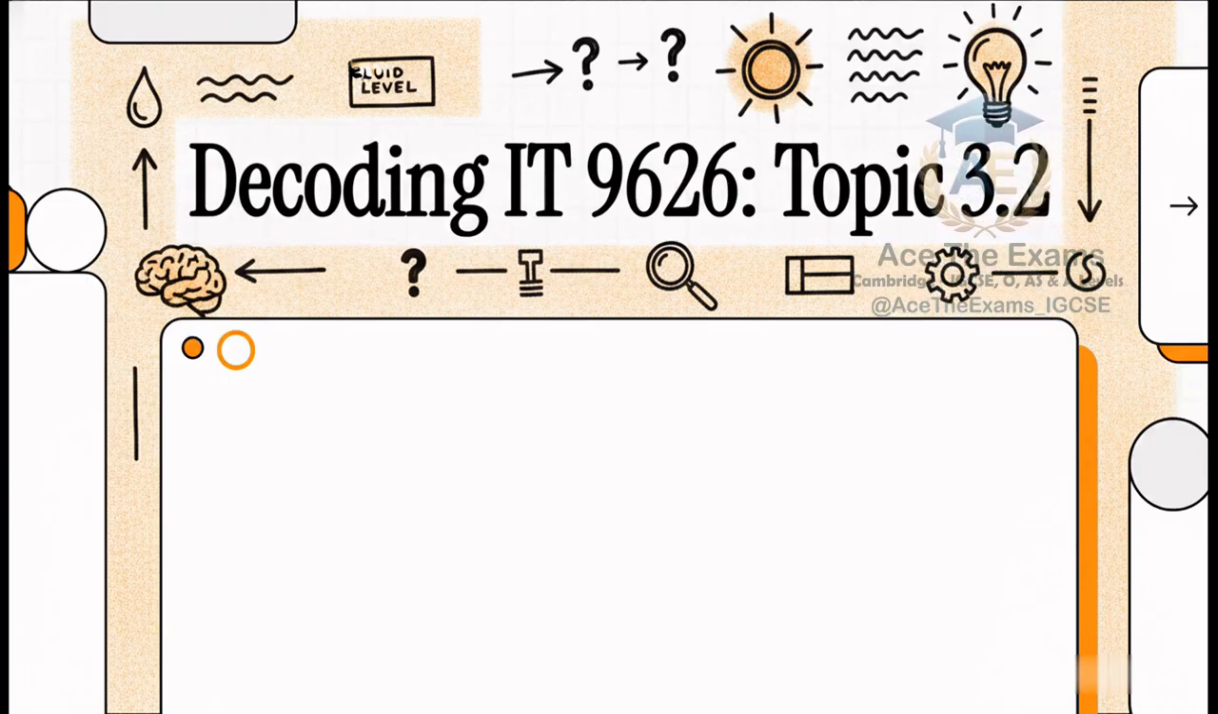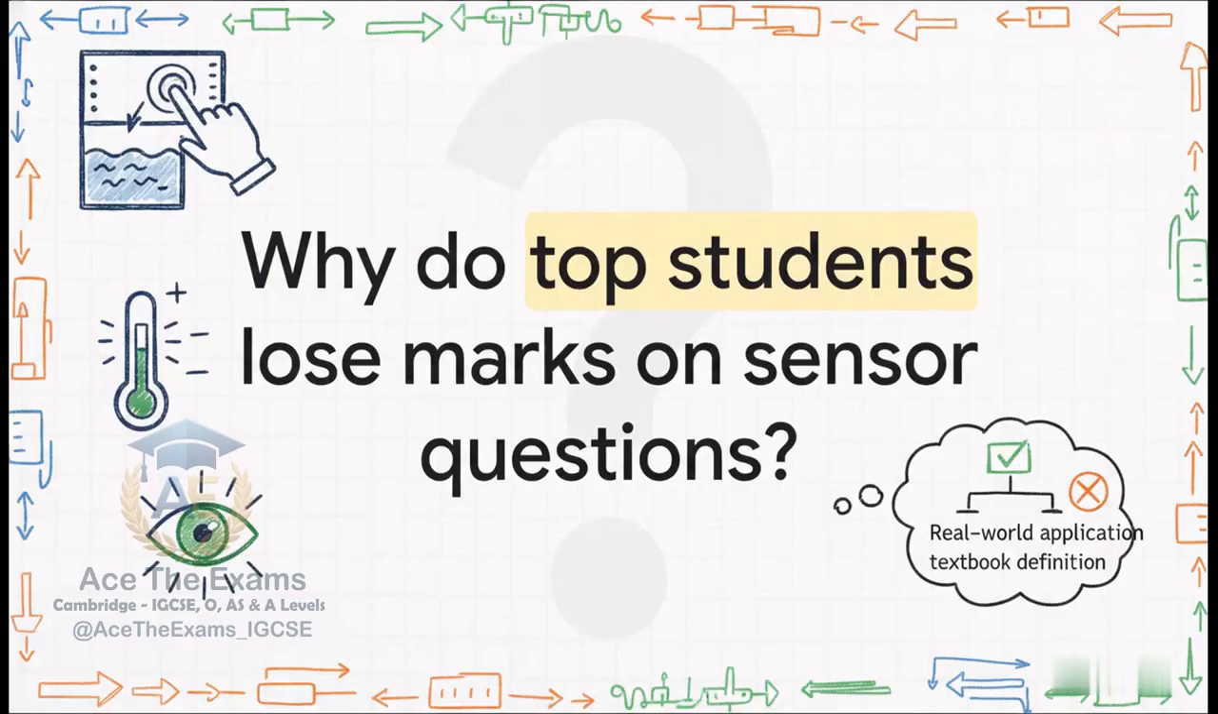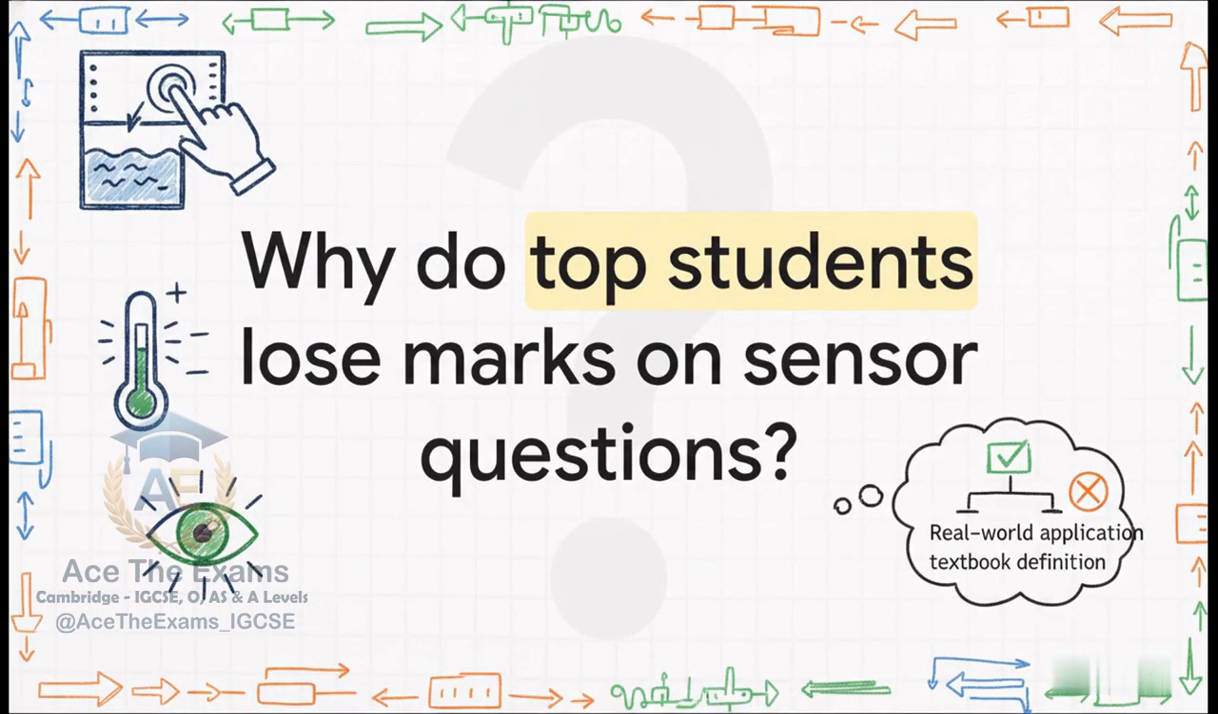You know, if you've ever walked out of an exam feeling like you absolutely nailed the material, but then your score just didn't reflect it, well, you're definitely in the right place. We aren't just going to rehash what these sensors do. Instead, we're going to decode exactly how Cambridge examiners want you to think about them, analyze them, and write about them. So, let's just get right to the elephant in the room.